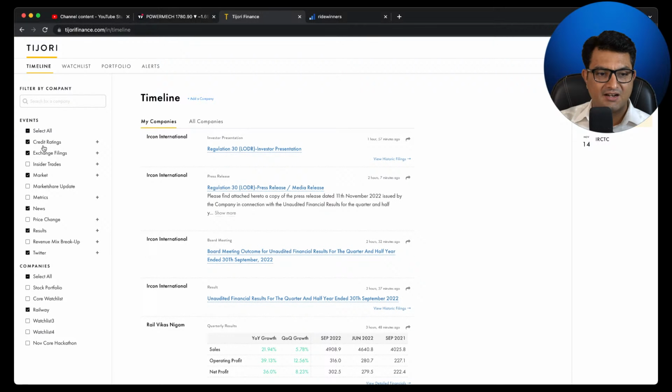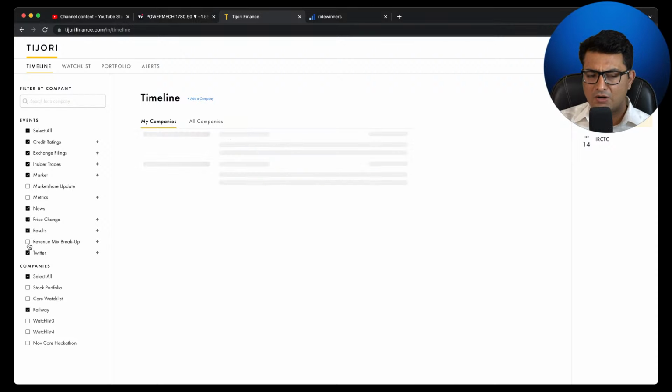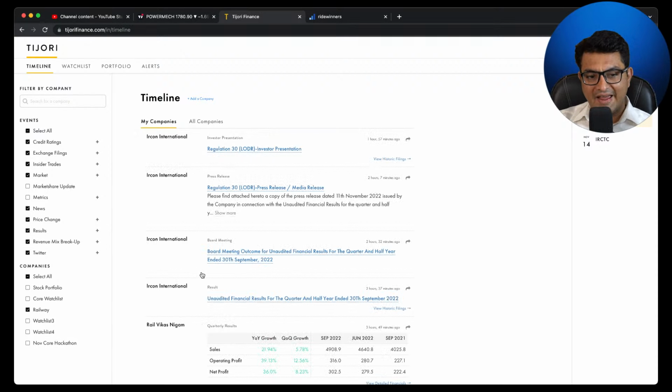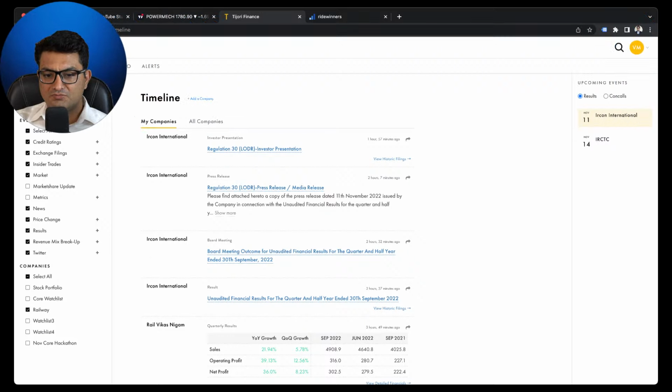And then I click on whatever kind of news I want. If I want news on credit rating, I just click on that. I want insider trading data, I just click on it. I want price change, I click on it. If I want revenue mix, I click on it. And on the left side, I'll just move my video to the left. There are also the dates of the results which are going to come, so that I can track my results effectively. I know when exactly the con call is happening.